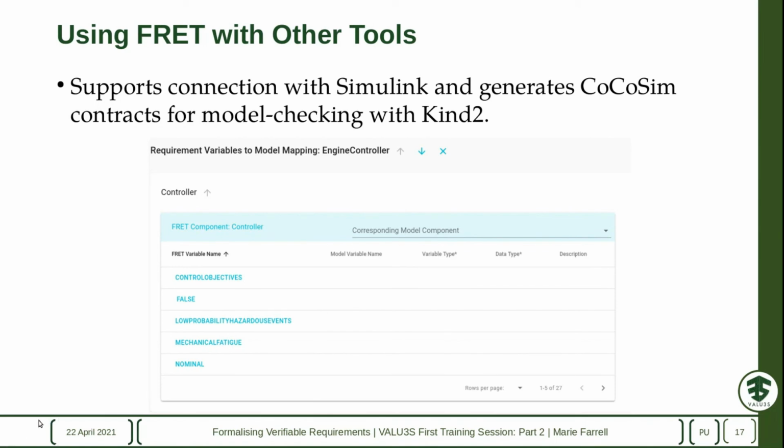The way that this works is you import your Simulink model into FRET, and you map the parts of the requirements which have been pulled out. For things like the variables, the values, and the components of the requirements, you can map those to their counterpart in the Simulink model, for these contracts to be generated. You can see here we didn't add it in, but you can add in which part of the model you import the component, and you add in the data type. So it provides this automatic translation into CoCoSim contracts that we verify against the model using the Kind2 model checker.